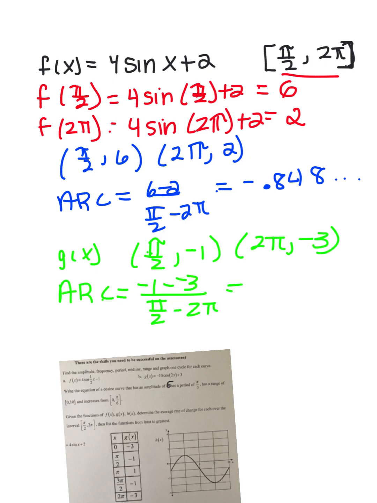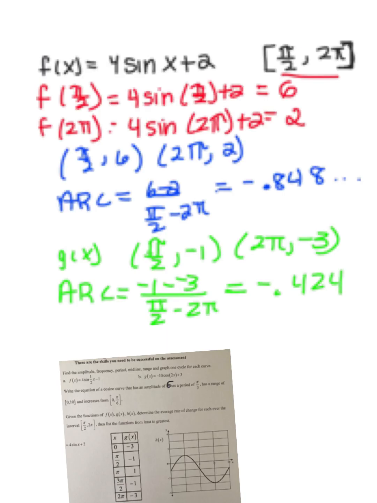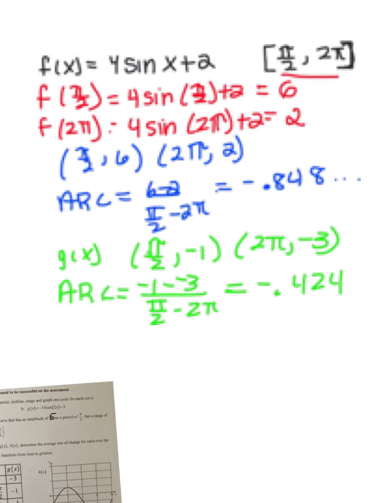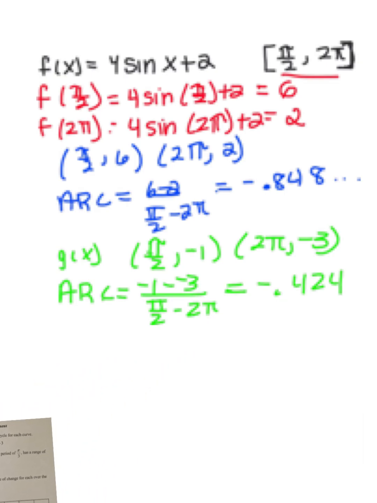Okay, so now go back to alpha y equals. Now type in negative 1 minus negative 3 over pi over 2 minus 2 pi. And then I got negative 0.424. Okay, so now we're going to take care of h of x.